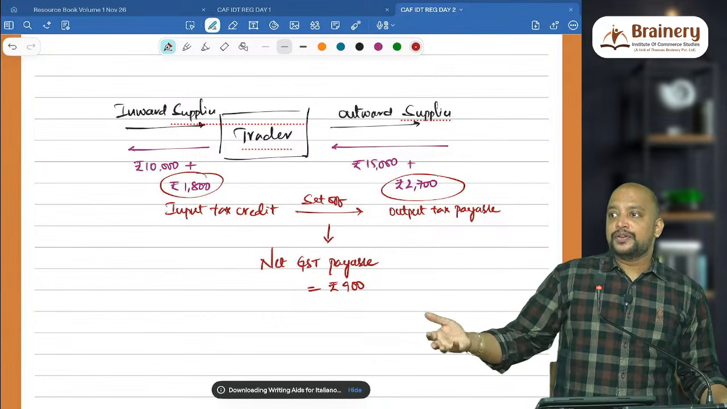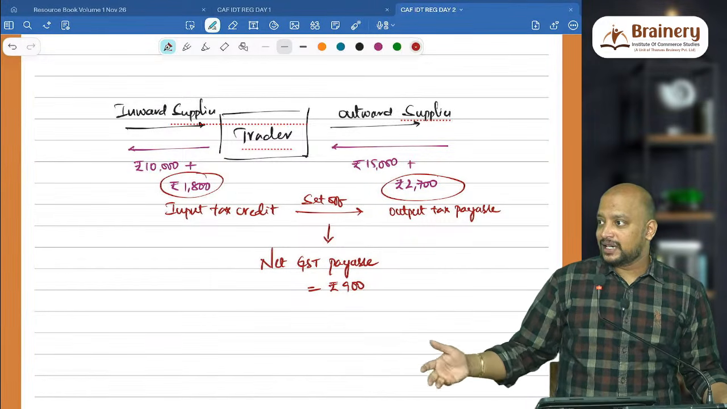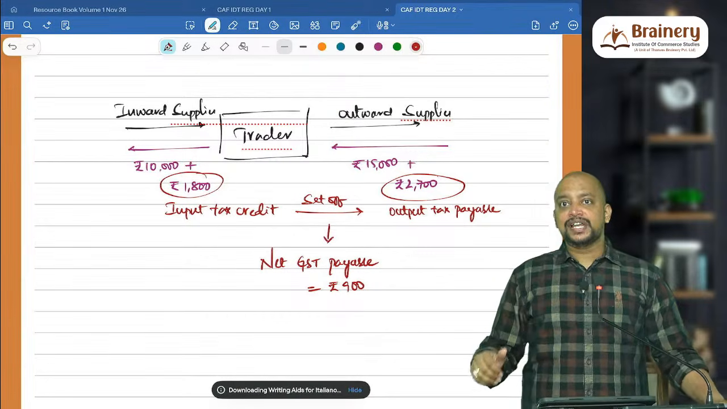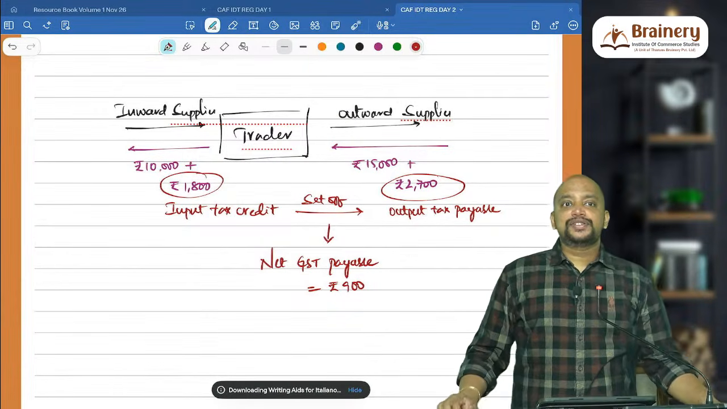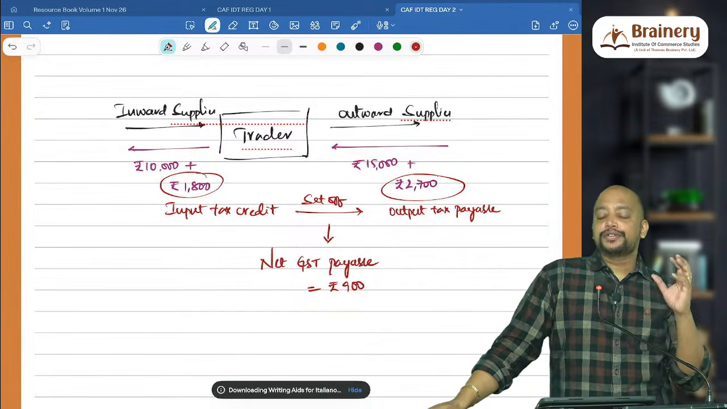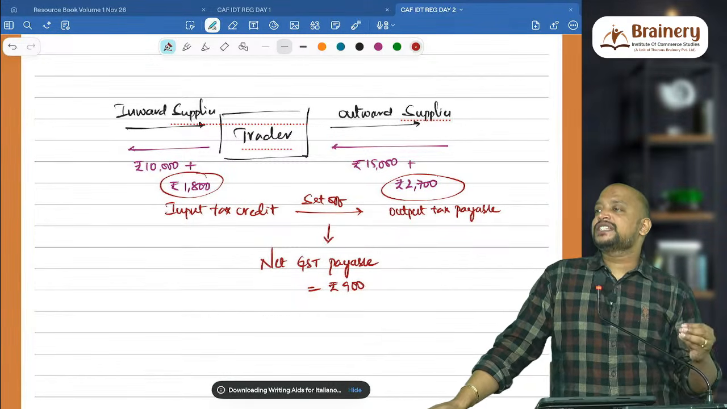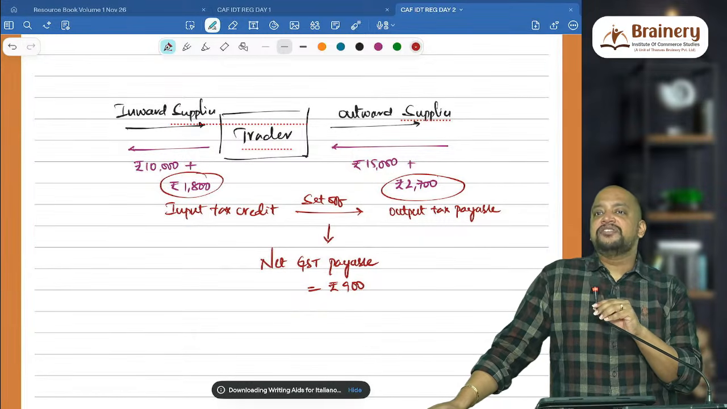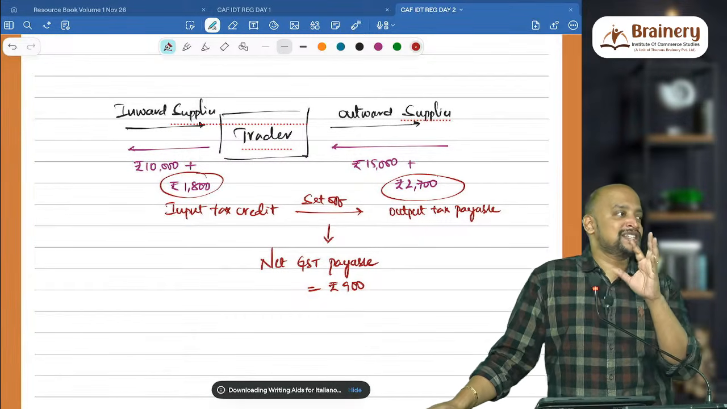A debtor account debit or bank account debit, correct? So, 17,700. To sales, how much? 15,000. So are we going to recognize 17,700 as sales? No. So that's where there is a difference between the invoice value and taxable value.